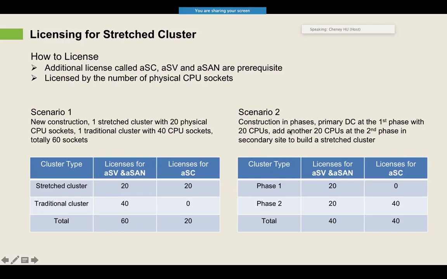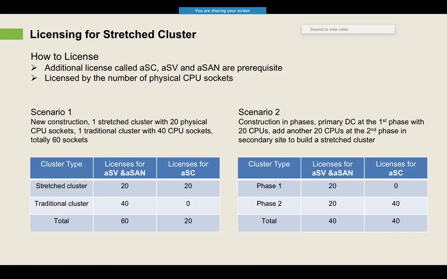Take a look at scenario 2. Scenario 2 is a phased construction scenario. So maybe at the first phase the customer purchases an aCloud cluster for their production workloads, and the applications they are running in the aCloud cluster are very important. They cannot tolerate any downtime or any data loss in the event of a production side failure.